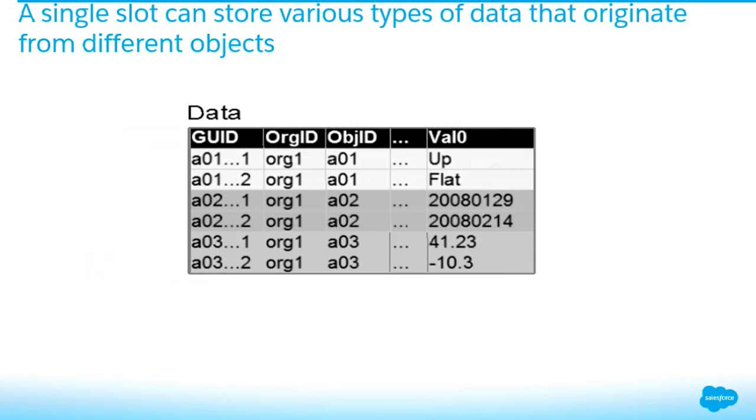And here's an example of what the data heap looks like. So on the left, we have a global unique identifier. We have an org ID, object ID, and then we have value 1. Now, if you see value 0, the first two lines are actually a text string. The next one is a date. The next one is a number. Now, we store everything in this data table in a character string. Every single thing stored in a character string. Dates, times, everything. Now, the trick with that is, it's a bit of a pain.